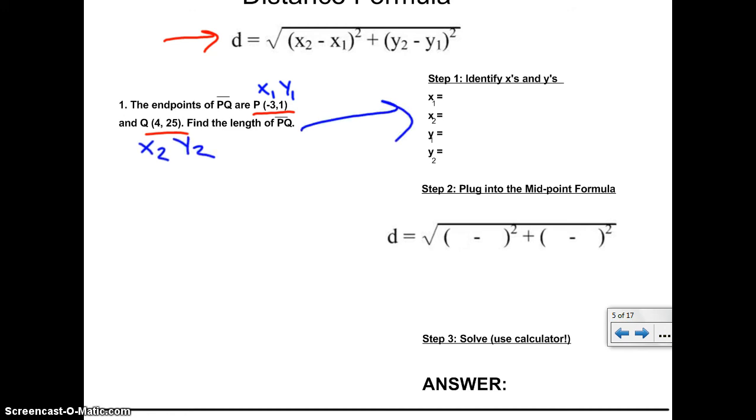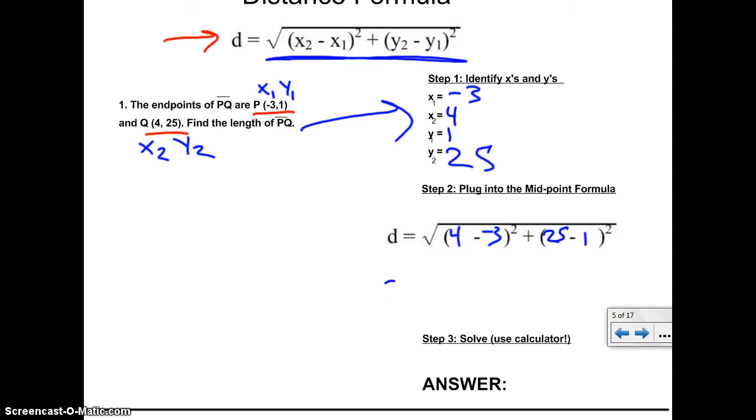And then all we do is transfer that information over. So x1 is -3, x2 is 4, y1 is 1, and y2 is 25. And so now all we have to do is go back up here to this formula, and we plug it in. So first comes x2. x2 is 4. And then x1, which is a -3. Don't forget the negative sign. And then we have y2, which is 25, and y1, which is 1.